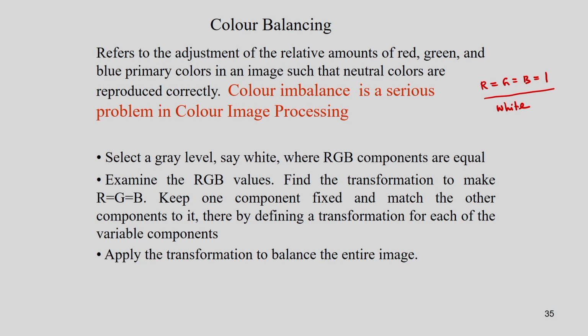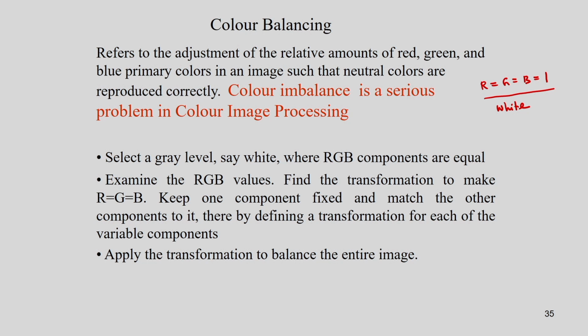So that is why I have to find the transformation to make R is equal to G is equal to B. After this, what I have to consider, keep any one of these components fixed and match the other components to it, and by this we can define a transformation for each of the variable components.